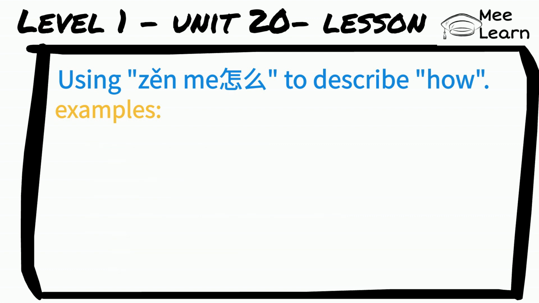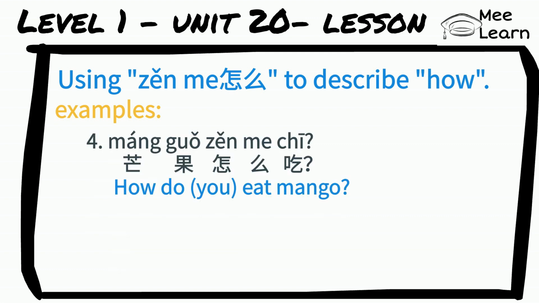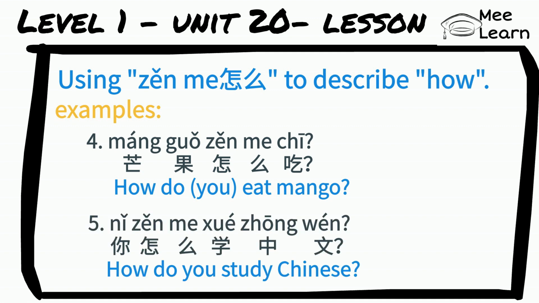More examples. 芒果怎么吃？ How do you eat mango? 你怎么学中文？ How do you study Chinese?